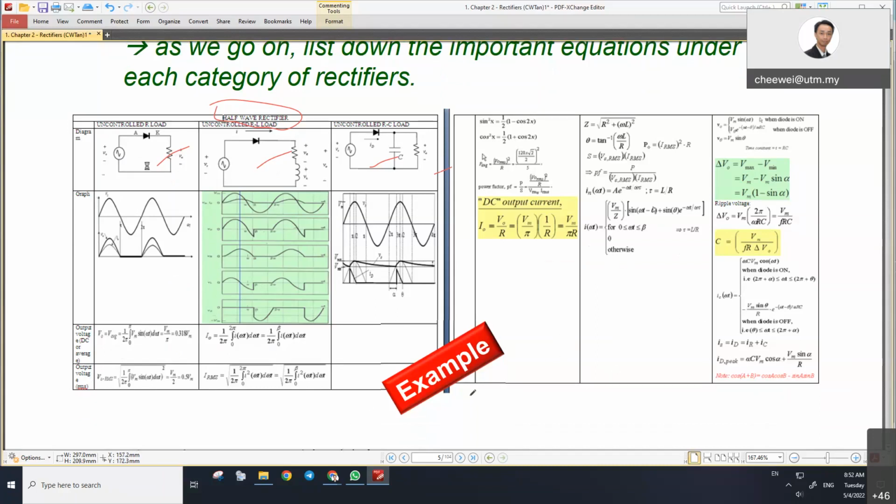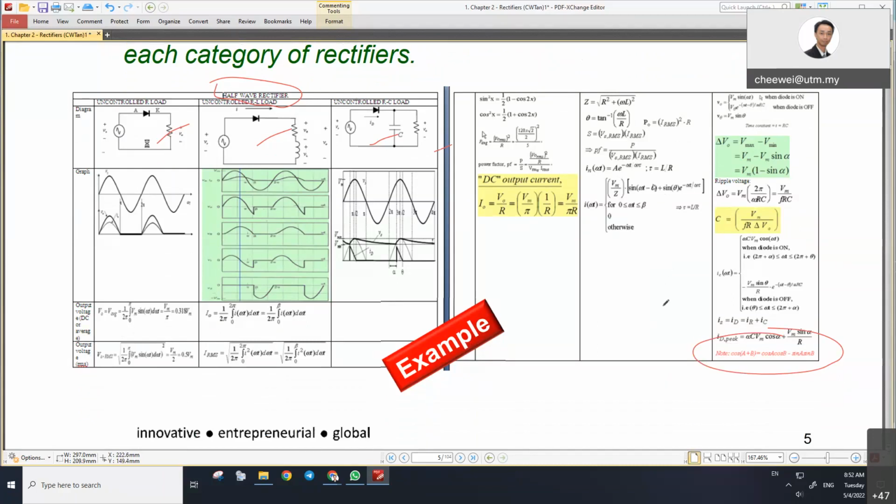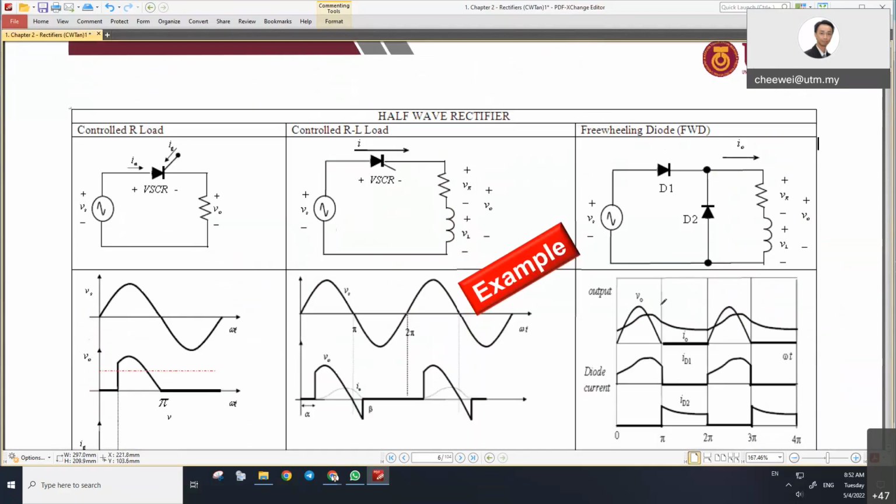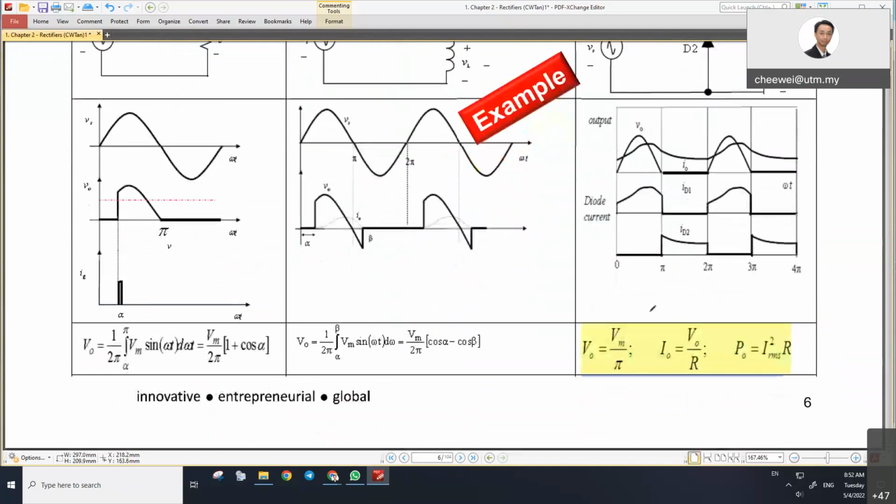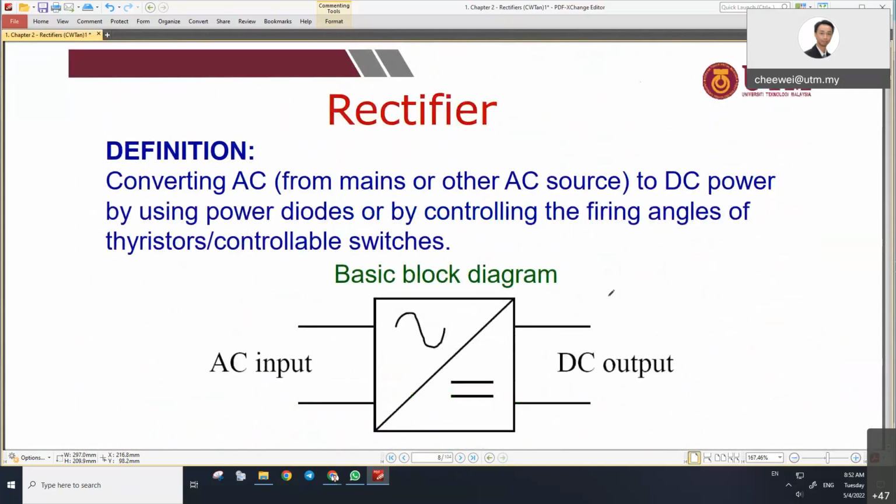So you can list out the important equations. This is just an example. You can use whatever material you like. If you notice here, there are some trigonometry equations there. So you need to refresh. A few trigonometry equations may be involved during the derivation later. Okay, example. Let's start.